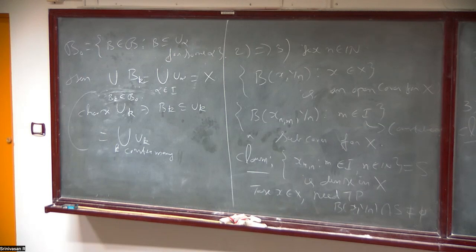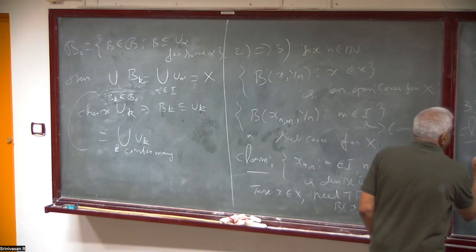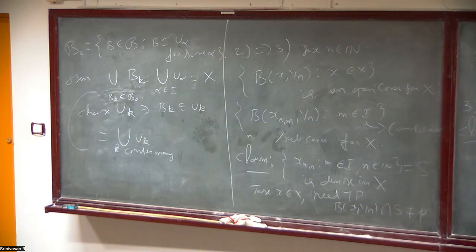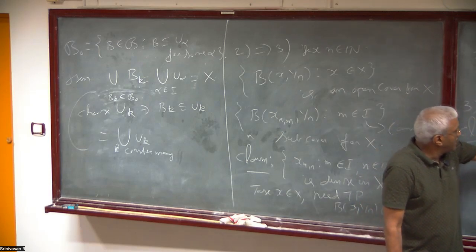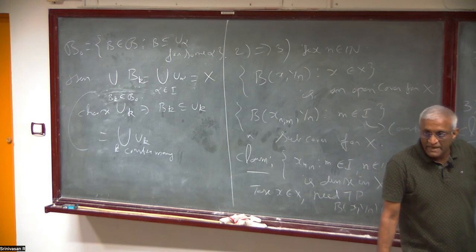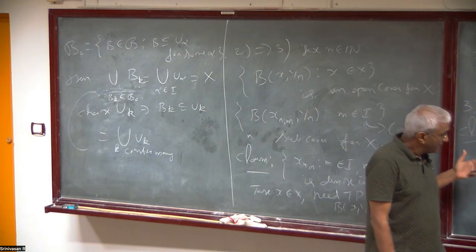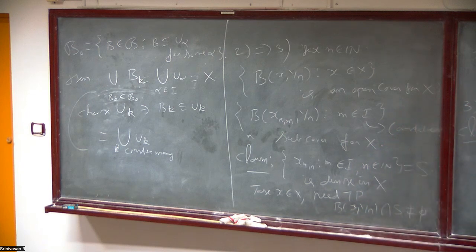So this is a countable base for that. What does it mean? Given any open set U, you have to find a ball. Let U contained in X be open and x in U. Then you have to find a B(x, r) for this x, which is contained in U.